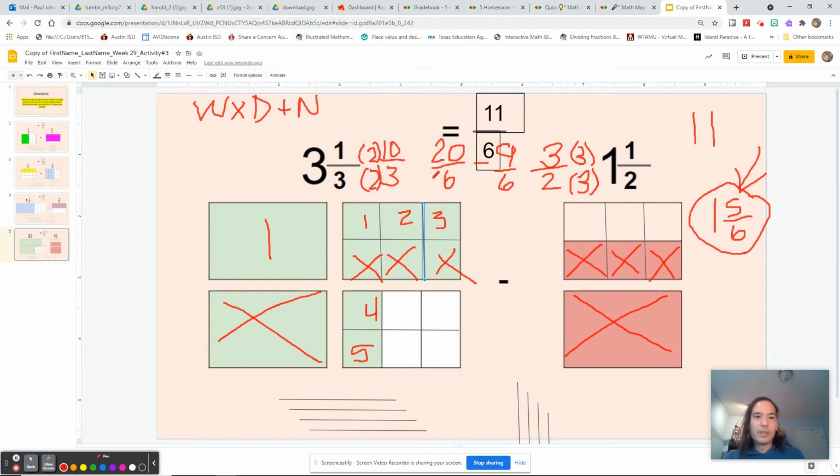All right. So remember, whole times denominator plus numerator will help you get your improper fractions, or you can draw pictures. That works as well. When you're adding mixed numbers, just pull apart the whole numbers and the fractions and then squish them back together at the end. The reason we could not do that here is 1/3 is smaller than 1/2, so we had to do something extra. All right. Thanks for sticking around.